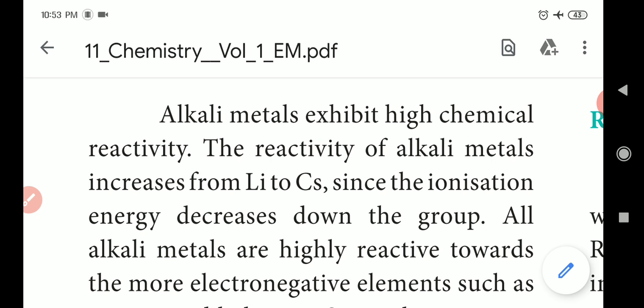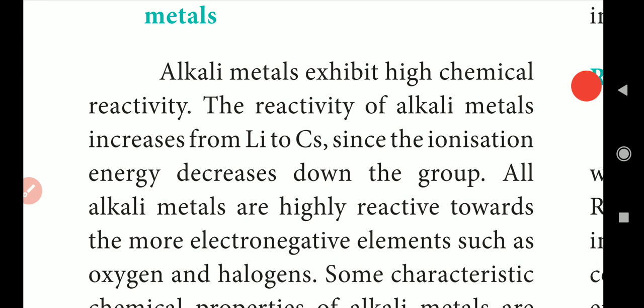Among all the groups, the first group elements have the biggest size, and among all the elements, cesium has the biggest size. So alkali metals exhibit higher chemical reactivity. The reactivity of alkali metals increases from lithium to cesium, since ionization energy decreases down the group. All the alkali metals are highly reactive towards more electronegative elements such as oxygen and halogens.